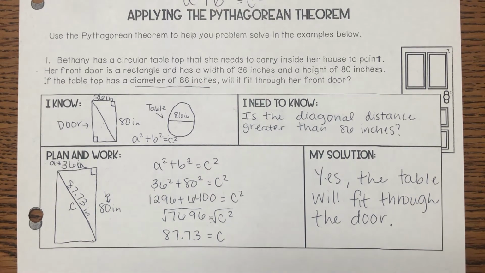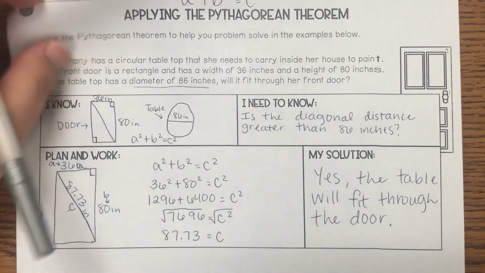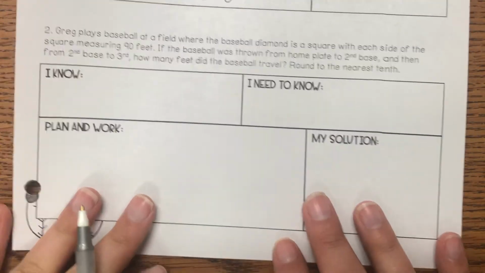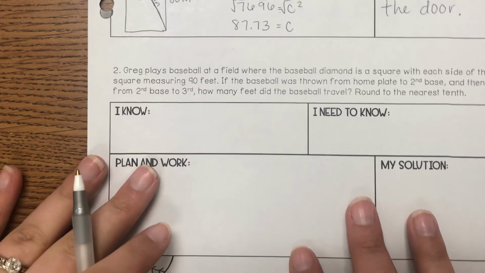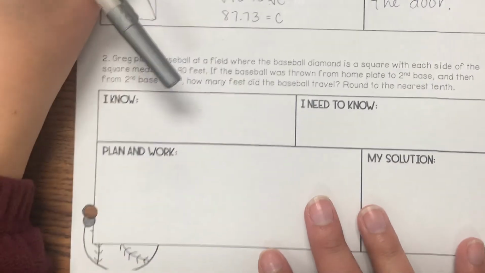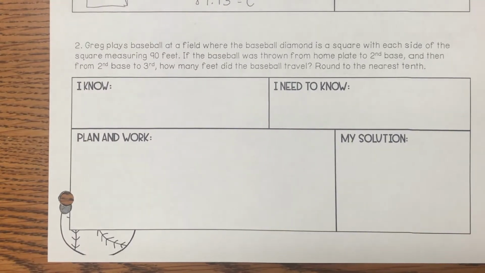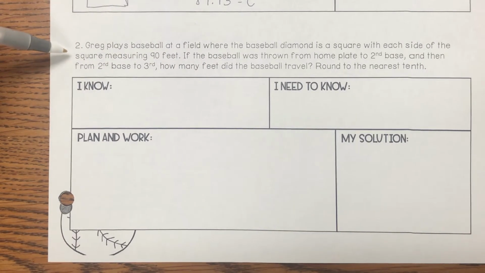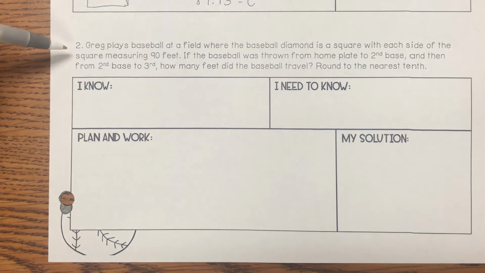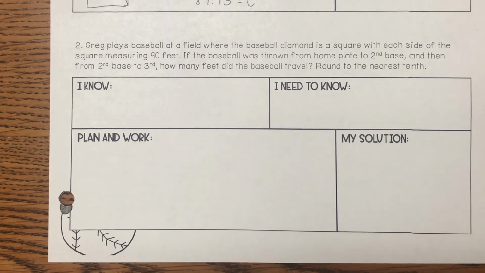Okay, let's do one more example. So on the bottom part, now we're talking about a baseball field. Greg plays baseball at a field where the baseball diamond is a square with each side of the square measuring 90 feet. If the baseball was thrown from home plate to second base, then from second base to third, how many feet did the baseball travel? Round to the nearest tenth.